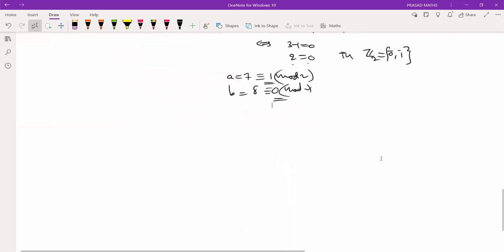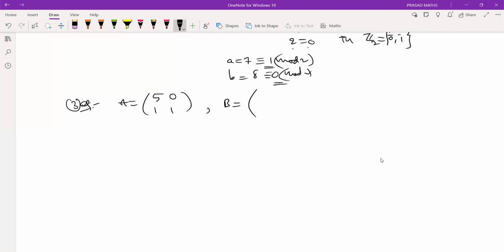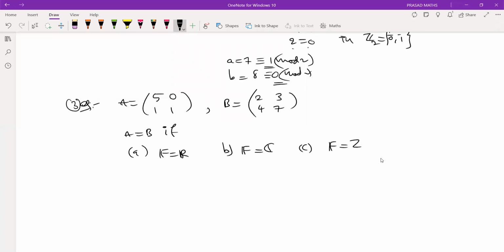Right? Yes. So next, suppose A equals 5, 0, 1, 1 and B equals 2, 3, 4, 7. So A equals B if my field F is equal to the real field, or my field F is equal to the complex field, or my field F is equal to Z5, or my field F is equal to Z3.